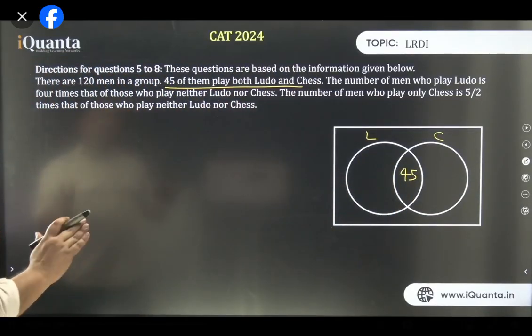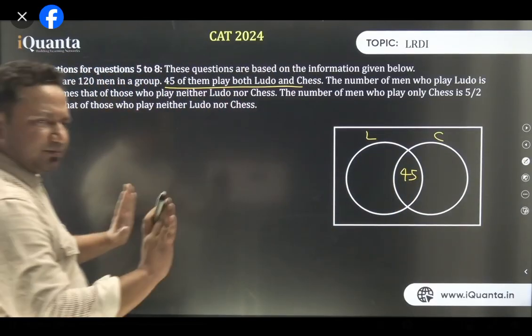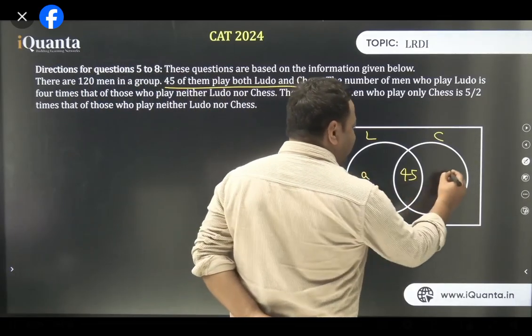The number of men who play Ludo is 4 times that of those who play neither Ludo nor chess. कुछ और दिया नहीं है तो let us give them some values. Let this be A, let this be B, and let this be N.